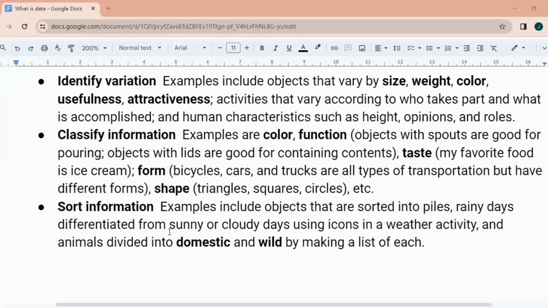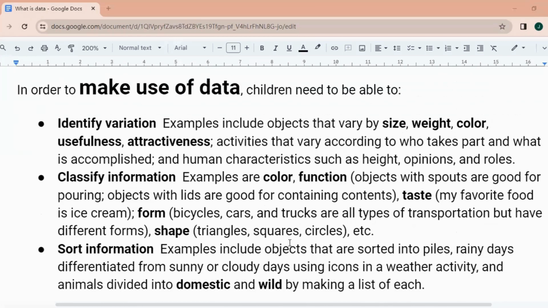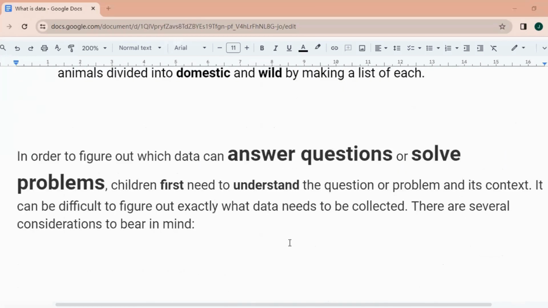Okay, and the next thing we need to do is to figure out if the data can answer questions or solve problems. In order to do that, we need to first understand the question or problem in its context. So we cannot do anything without understanding the actual problem. So first, for example, what is measured?